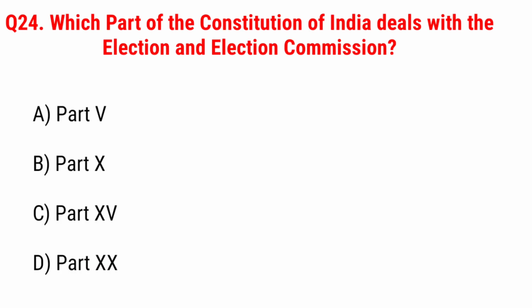Next question. Which part of the Constitution of India deals with the election and election commission? Option A Part 5, B Part 10, C Part 15, D Part 20. Right answer will be the option C, Part 15. Part 15 of the Constitution of India deals with election and election commission.